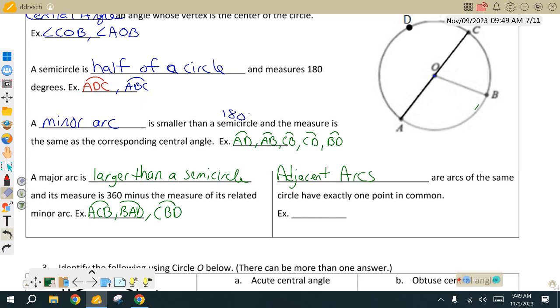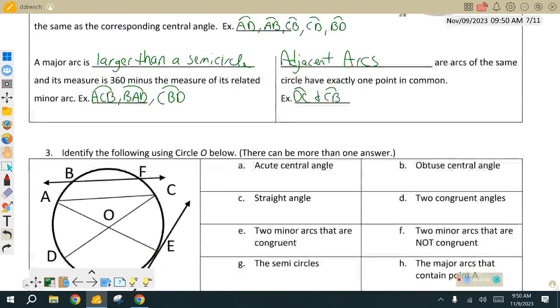So can somebody give me a pair of adjacent arcs up here? DC and CB, because they are sharing point C. DC and CB, that would be just fine, because they are sharing point C. Those are adjacent arcs. They're right next to each other, aren't they? Sharing point C. All right, sounds great. Let's do some work with all that then. Just like we did with angles the last few days and even parallel lines, now we're naming them out and even maybe finding some measures as well.